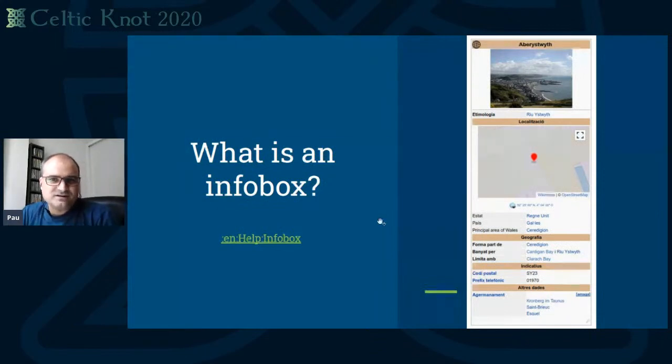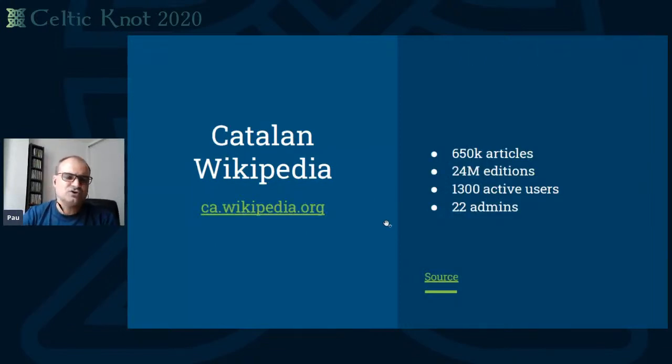What is an infobox? An infobox is a box that you have in nearly every article in Catalan Wikipedia, that shows the most important statements of a thing. This is an infobox about Aberystwyth in Wales, for example. And there are different kinds of infoboxes. Most of the people, I suppose, know what an infobox is. There are infoboxes in nearly every Wikipedia.